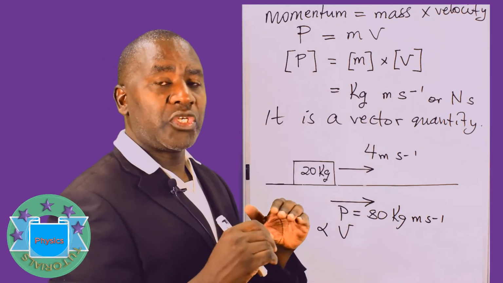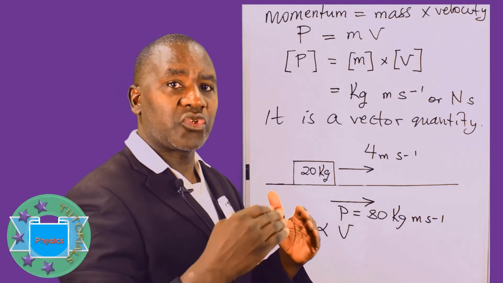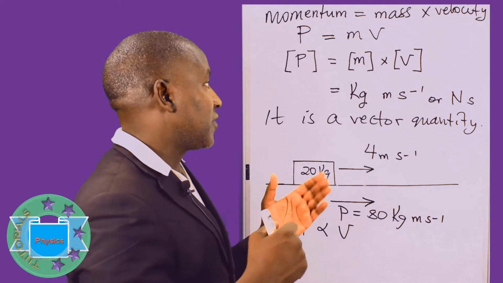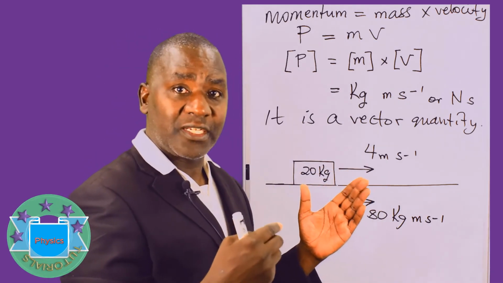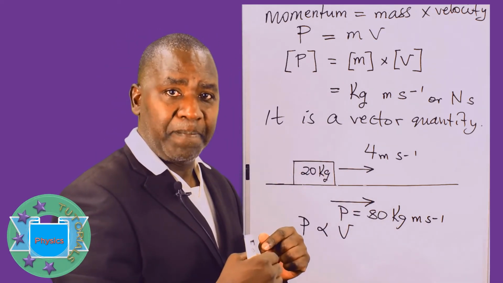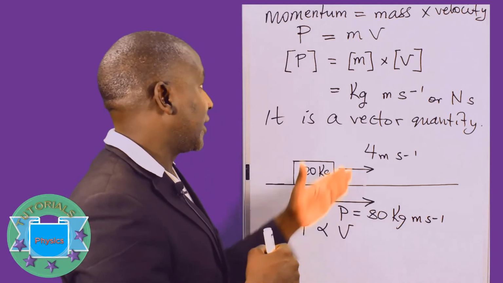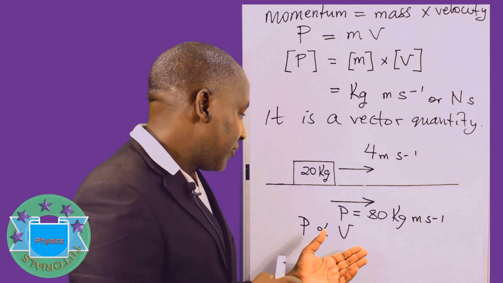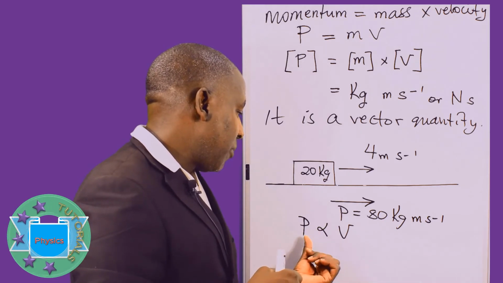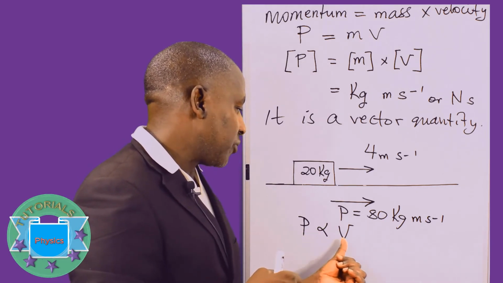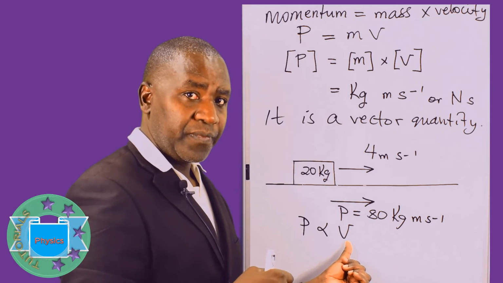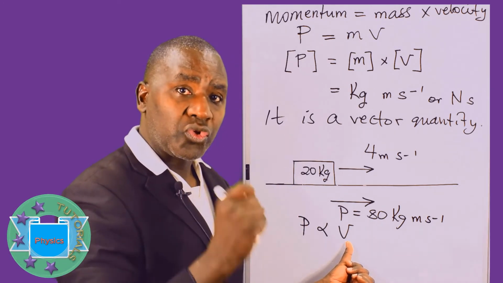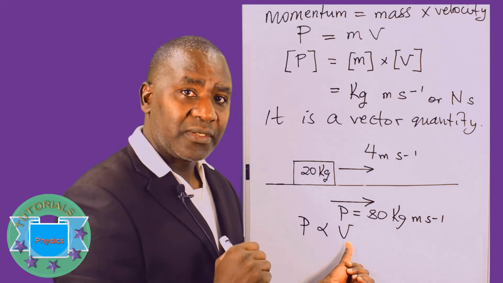In fact, the moment you have the equation which is associated with the definition of that physical quantity, it's another way of telling you what are the factors which affect that physical quantity. So in this case, you can directly tell it is velocity and mass. And just like we have said that the momentum of the object is directly proportional to the velocity, momentum of the object is also directly proportional to the mass of the object.